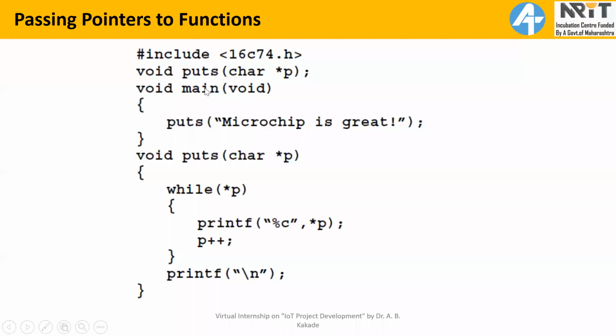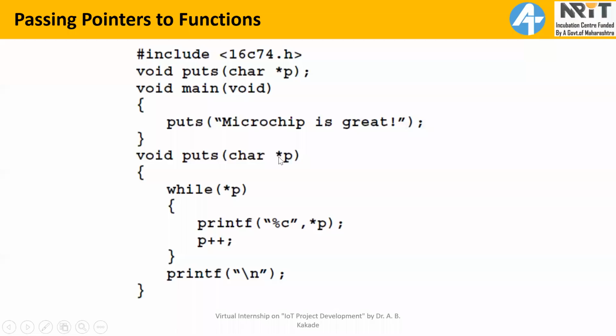Then here there is main program, void main void, and from the main program, I am calling this function putS. So putS argument is string here. Under double quote, microchip is great. So what happens here is that when this function is called from the main program, we are not passing the string. What is happening here is when this function is being called from the main program, look at this function here, how it is defined. Outside the main function, this void putS function is written, and in the argument part of this function here, putS char star p.